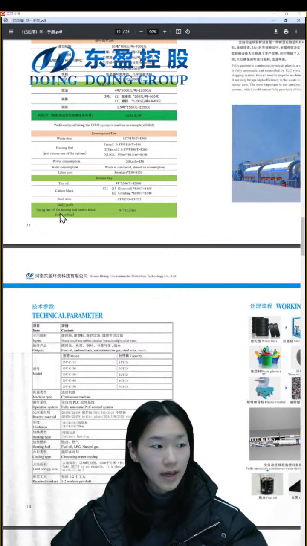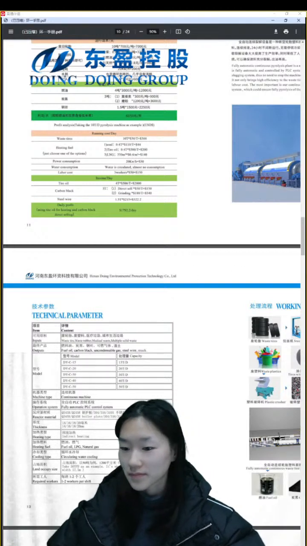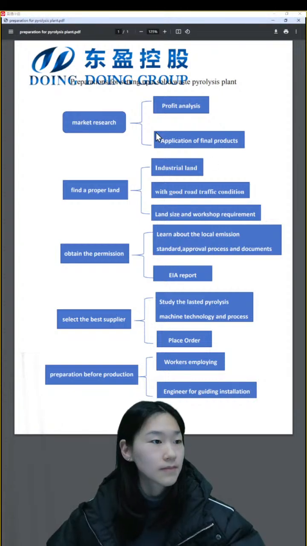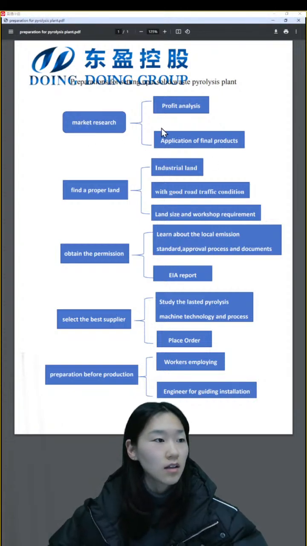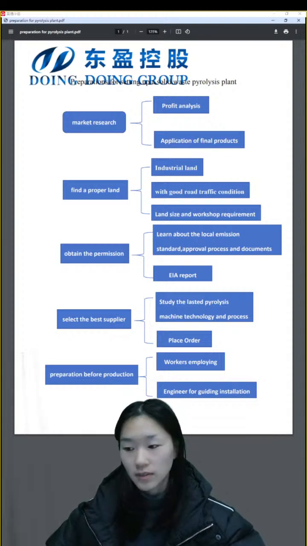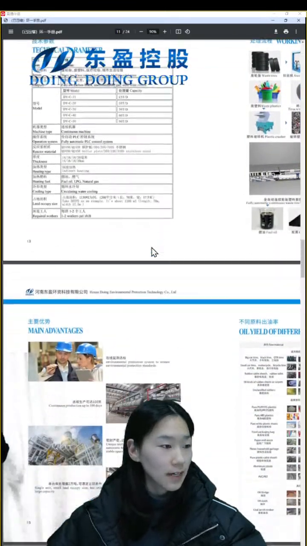Okay, this way we can calculate the daily profit. You can get around $1,790 to $1,892 US per day. Okay, next is the application of the final products. Let me find it in our catalog.